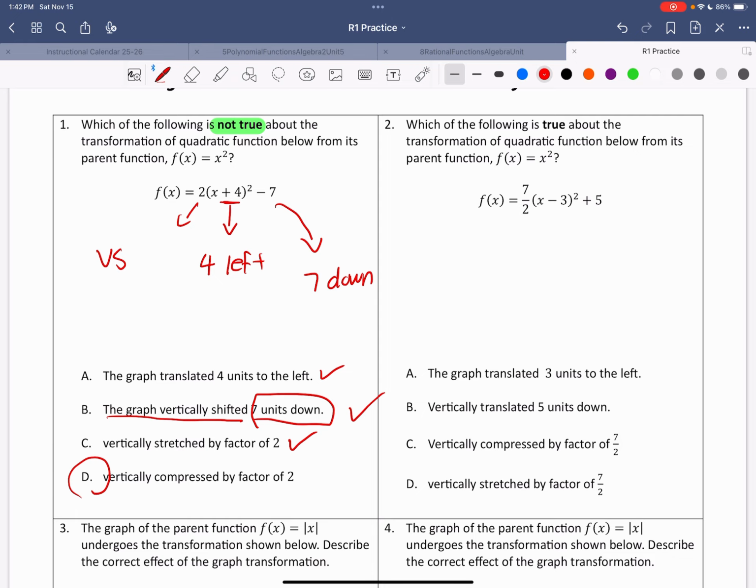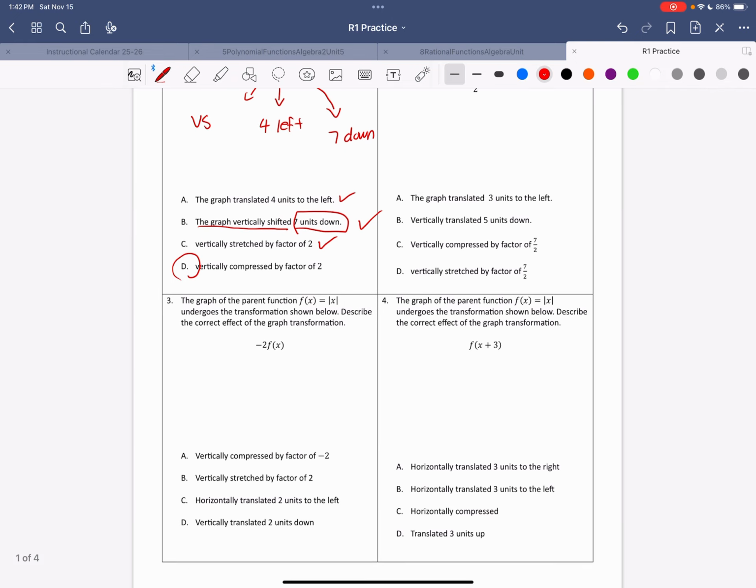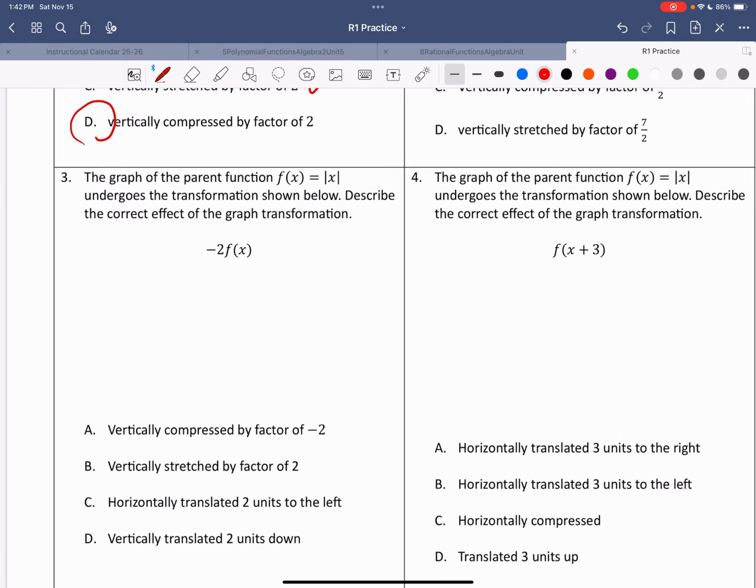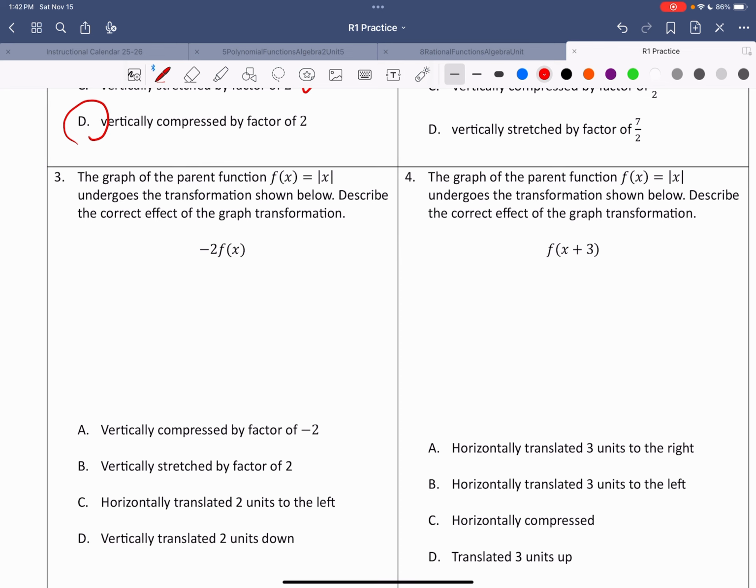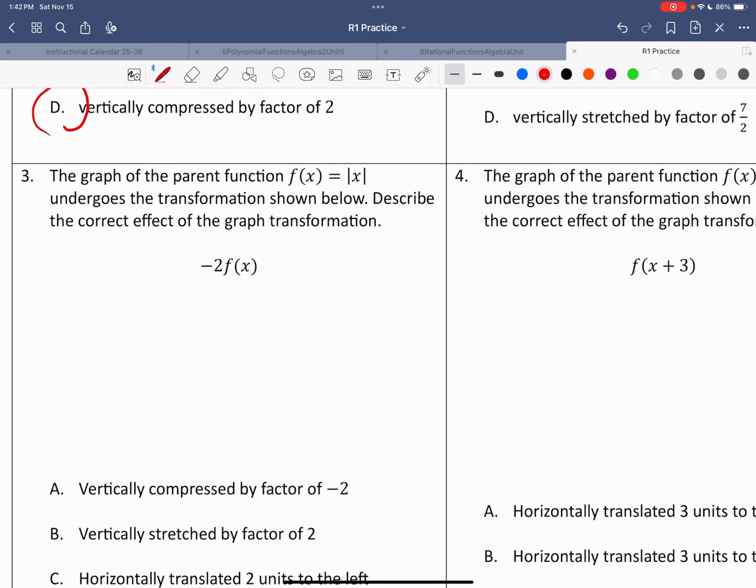So you're going to do question number 2 by yourself. Now let's look at question number 3. The graph of the parent function is right here and undergoes this transformation. How does it work? This is very simple. From here, you just copy this one down.